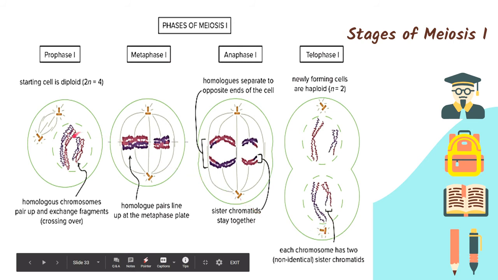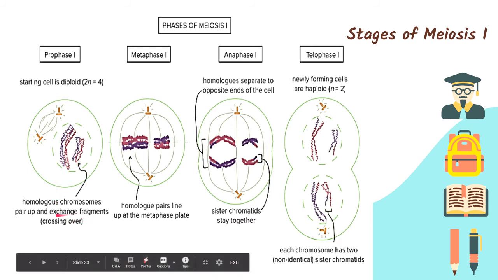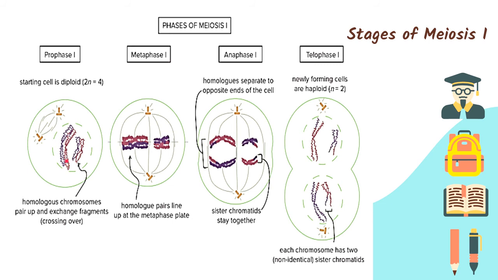Okay, now one thing that you have to remember that makes meiosis very important is that during prophase 1, during the time that the homologous chromosomes pair up with each other, that is where this event, crossing over, happens. That is when the homologous chromosomes exchange genetic material. Okay?